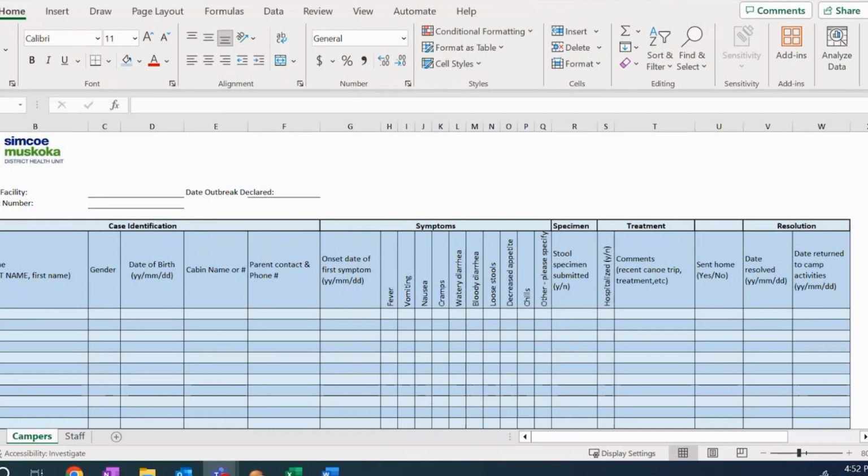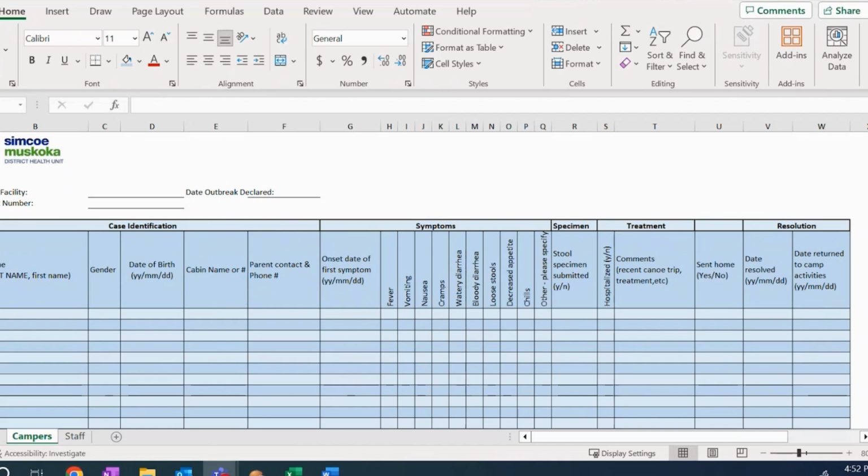So this video is how we're going to be filling out a line list for an enteric outbreak at a camp. The line list is very important as it allows us to organize information, determine if an individual at the camp meets our case definition for the outbreak, and describes our outbreak in terms of person, place, and time.